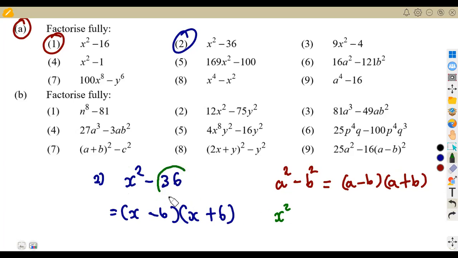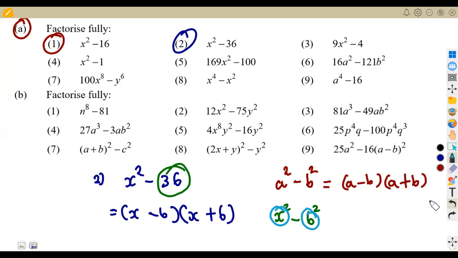I ask myself, this 36 that I'm having here, which number am I going to use? That I'm going to write that number to the exponent of 2, and I get this 36. So to find that number, you must determine the square root of 36. And the square root of 36, we saw that it gives us 6. So the moment I write this as x squared minus 6 squared like this, it means I'm having the formula a squared minus b squared, whereby in this case, we are considering our a as x and our b as a 6.